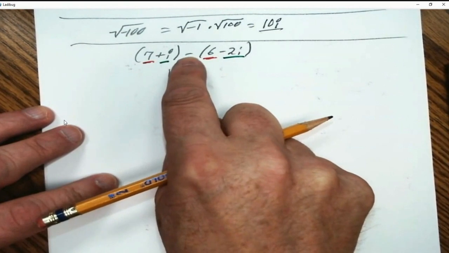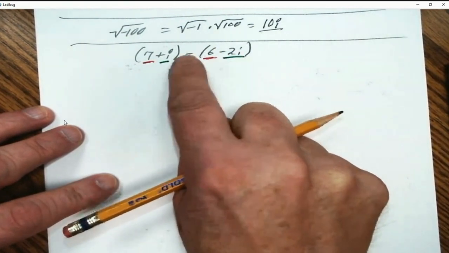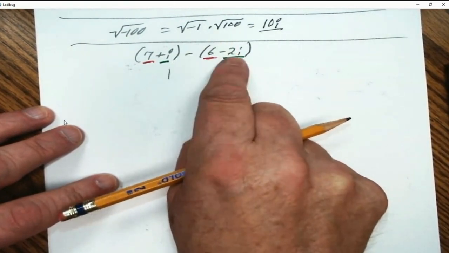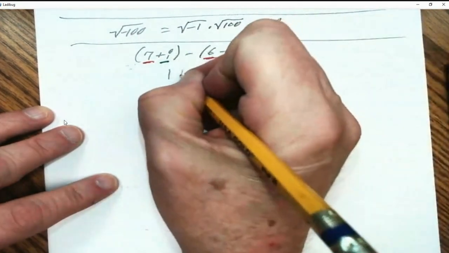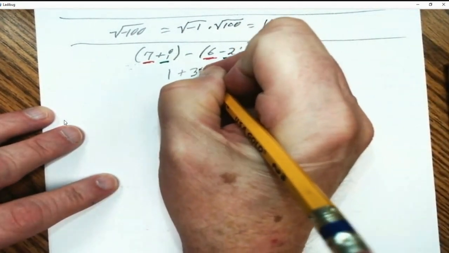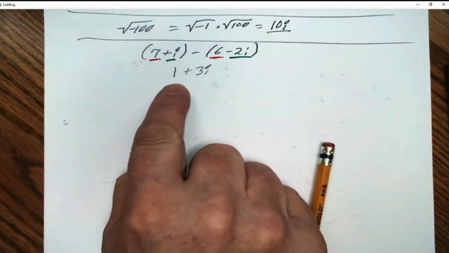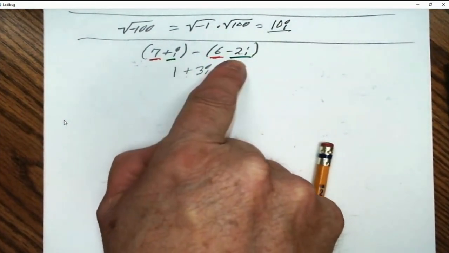i minus negative 2i. Minus a negative. Minus a negative, I'll say that a lot. Minus a negative is a positive. 1 plus 2i. So our answer is 1 plus 3i. That's 1i plus 2i is 3i.